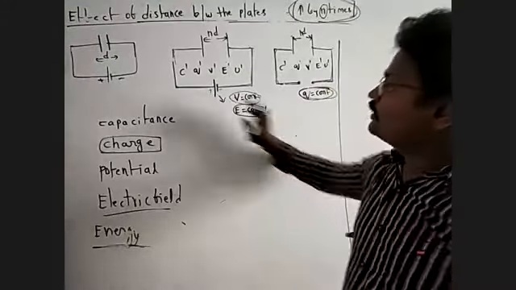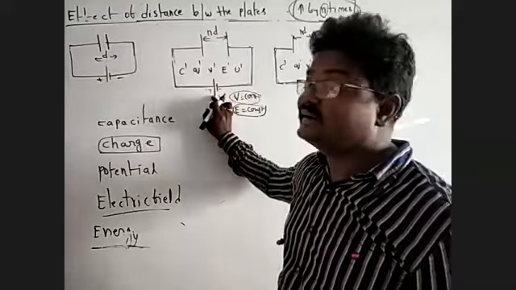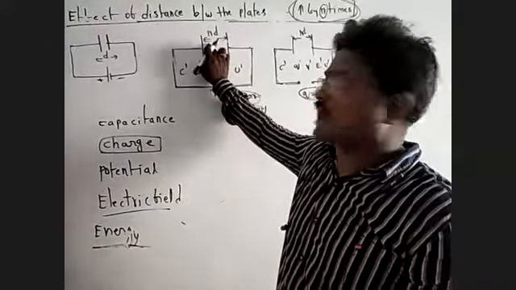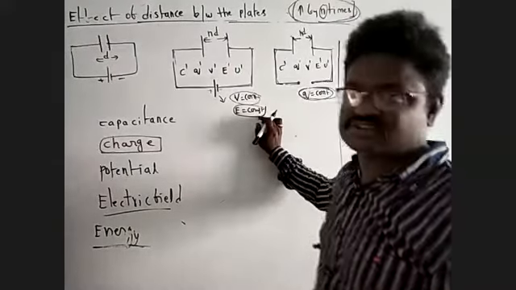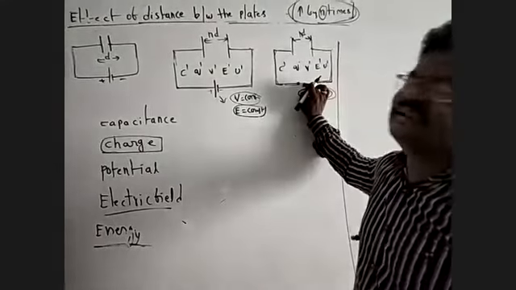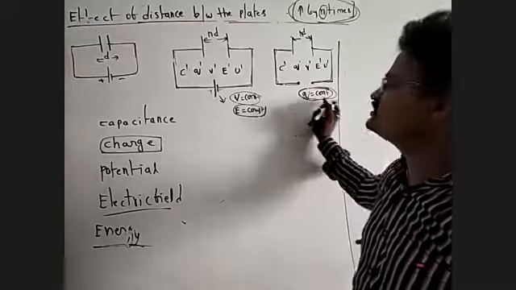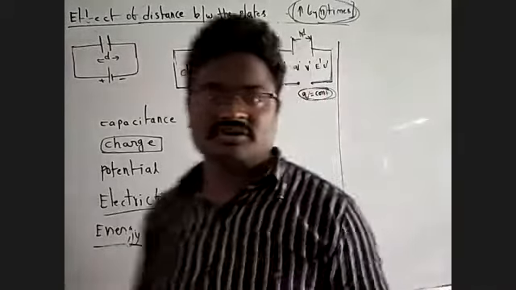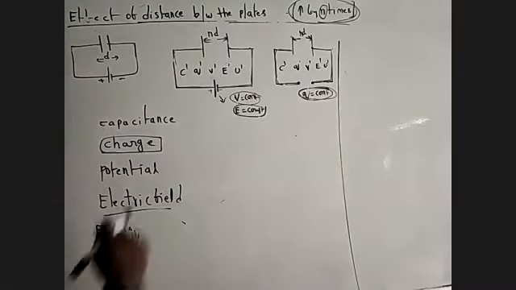Keep in your mind, the battery is connected to the cell. When the battery is connected to the parallel plates, V is constant and E is also constant. Keep that in your mind. When the battery is removed from the circuit, Q is constant. Q is constant. Keep that in your mind.